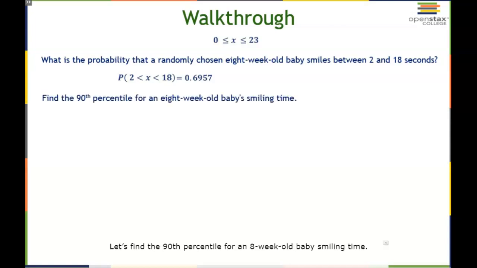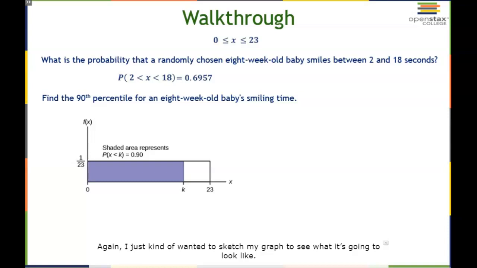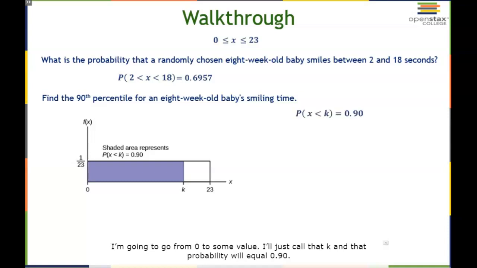Let's find the 90th percentile for an 8-week-old baby's smiling time. So in this case, we have our probability, our percentile, 90 or 0.90, but we don't know our x value. We're looking for that. Again, I just wanted to sketch my graph to see what it's going to look like. I'm going to go from 0 to some value. I'll just call that k. And that probability will equal 0.90.